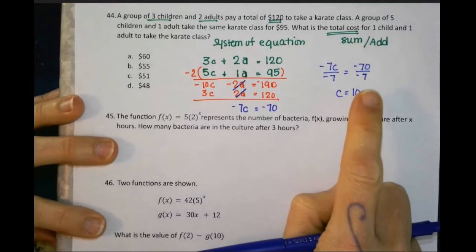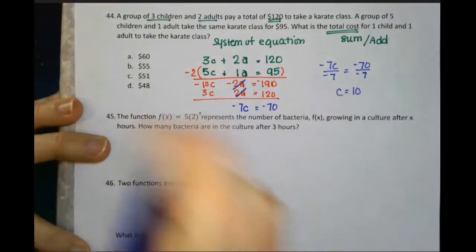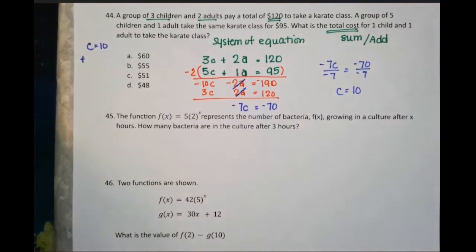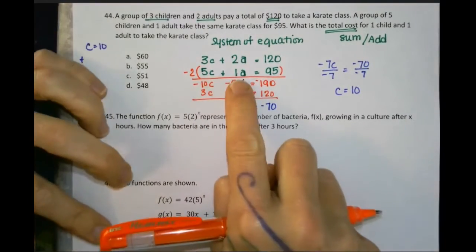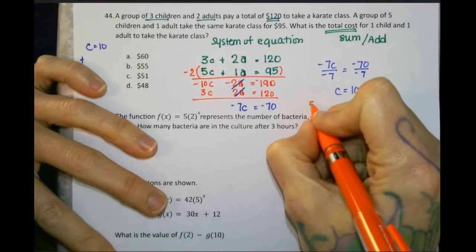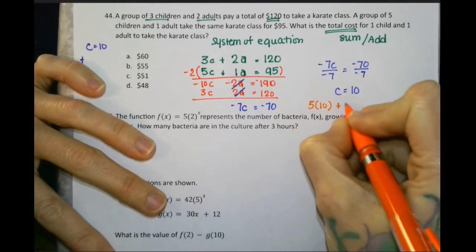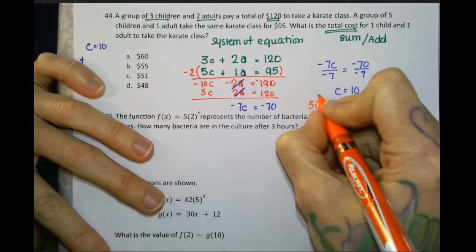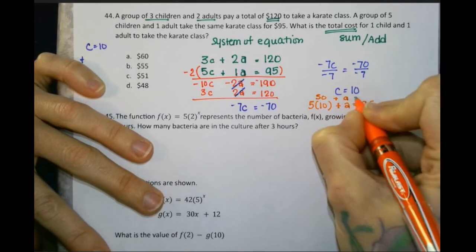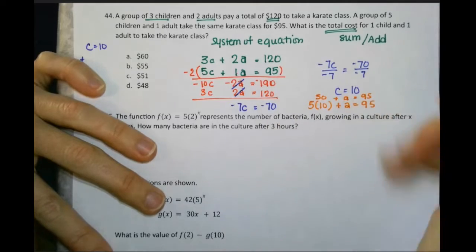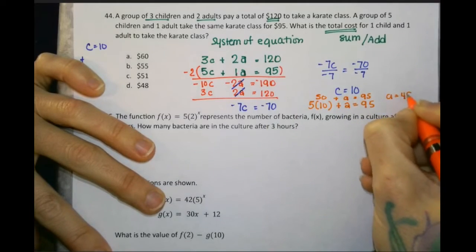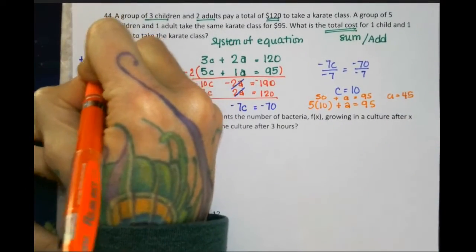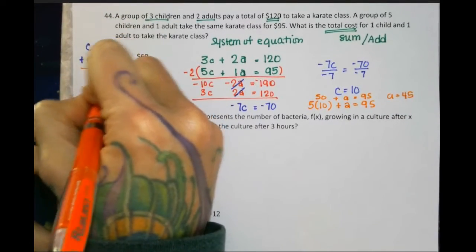So children cost $10. We need that plus whatever adults cost. So we're going to plug that c in. You can pick whichever one you want. I like this one because it's going to be just a. So 5 times 10 plus 1a, otherwise known as a, equals 95. So that's 50 plus a. Now it looks like a 2-step. I'm going to subtract 50, so adults are going to equal 45 because 95 minus 50 gives us 45. So if adults are 45, add those together and I get 55.